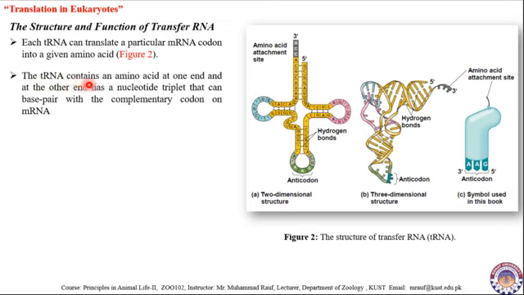The transfer RNA contains an amino acid at one end, the 3' end, where an amino acid is attached to it, and at the other end it has an anticodon loop which interacts with those codons in the messenger RNA. If that interaction, complementary bonding, is established, then this amino acid is released.